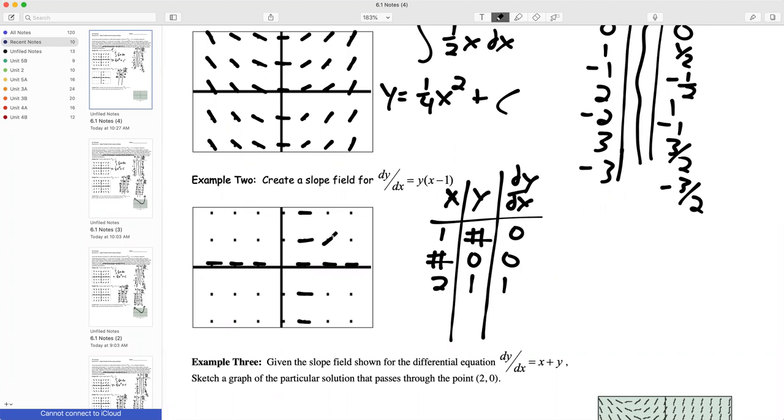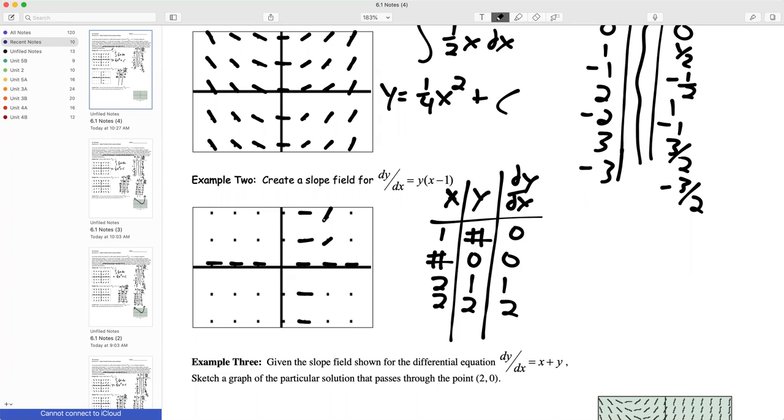And then if I go to the next coordinate point above that, x is 2 and y is 2. And if I plug in those values into the equation, I should get 2 times 1, so that my slope dy dx is equal to 2. Down 2 and back 1. It's going to be a little steeper. It should look something like that.